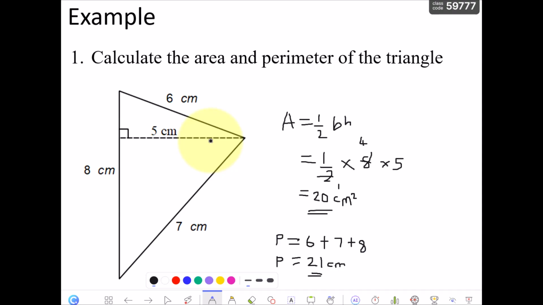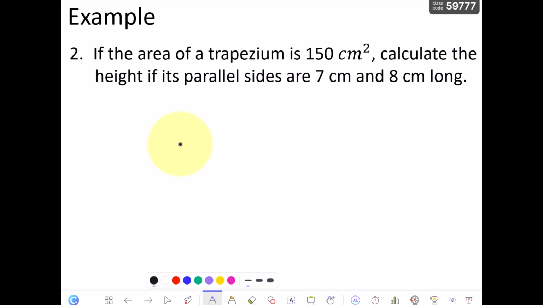You can even do something that I do not even do in my own lesson, and in that way you are understanding it in your own way. So the last example for today is this one. It said, if the area of a trapezium is 150, so I don't need to draw any trapezium, just know the area of trapezium. The area of trapezium is what?